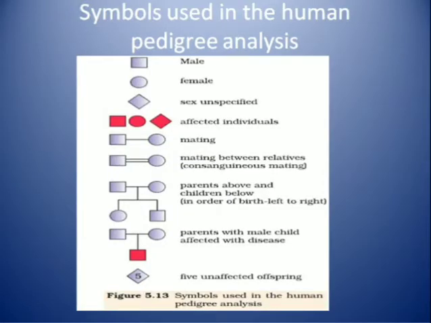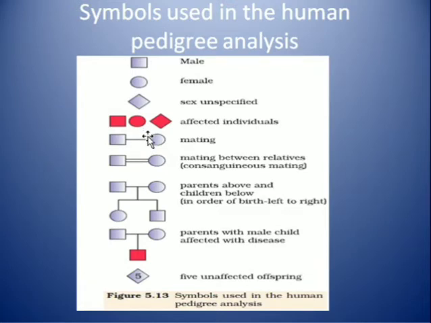Now let us look at the symbols that are used in pedigree. So the square box is used to denote male, round is used for female, and this type of symbol is for sex unspecified. If the sex of the individual is not known, then it is used. Then if the boxes are filled up, that represents the affected individual, the trait that we are studying. Affected individuals are represented through these filled up boxes.